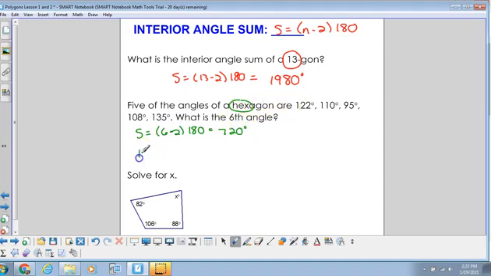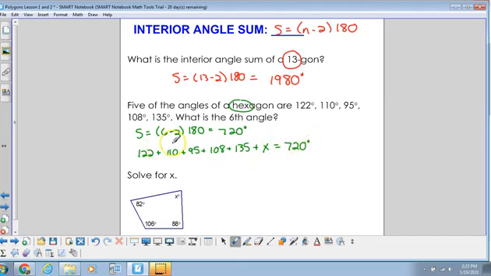Well, we've got 122 for one of them. We've got 110 for another. We've got 95 for a third. We've got 108 for a fourth. We've got 135 for a fifth. And that 6th one we don't know. That's what we're trying to find. That's x. And it's going to total the sum right here, 720 degrees.